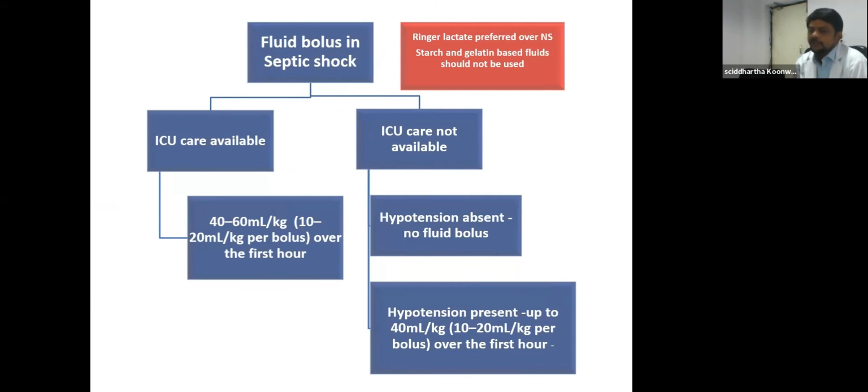But if we do not have ICU care available and the patient is not hypotensive, then we should avoid fluid boluses. But if the patient is presenting with hypotension, in that case we should give a fluid bolus of 10 to 20 ml per kg per bolus, and we could give fluid only up to 40 ml per kg over the initial first hour.